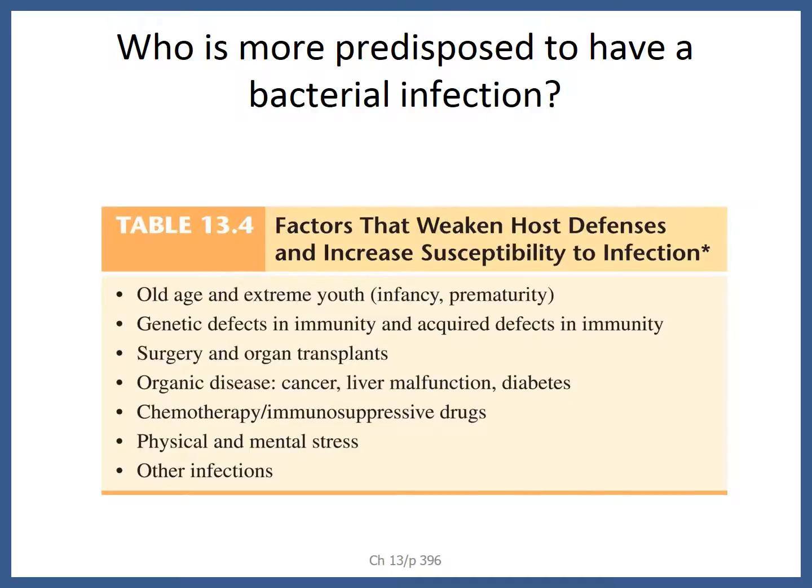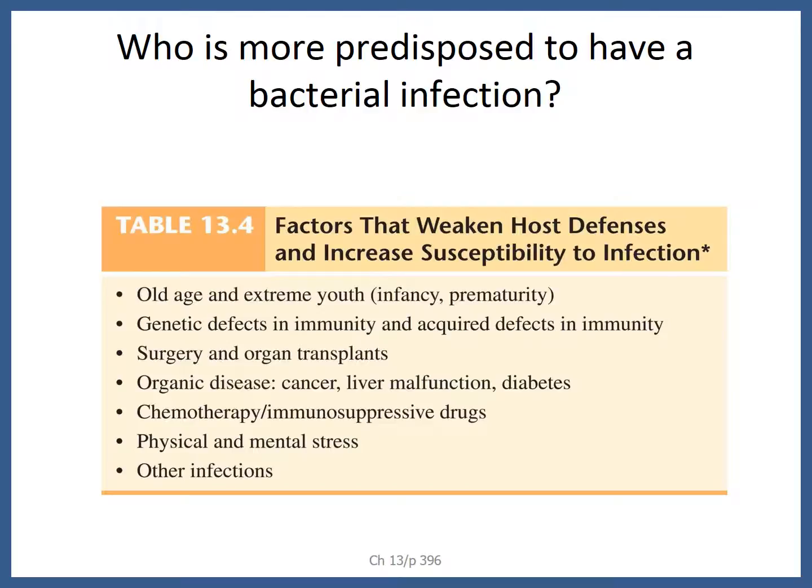Back to this idea of an opportunistic infection, there are certain factors that can make someone more predisposed to have an infection, like a bacterial infection. I'd like you to know at least 3 of these examples. So these could include old age or being very young. Often you'll hear that for certain diseases, like certain types of the flu, the elderly are more predisposed to infection, or young children as well.